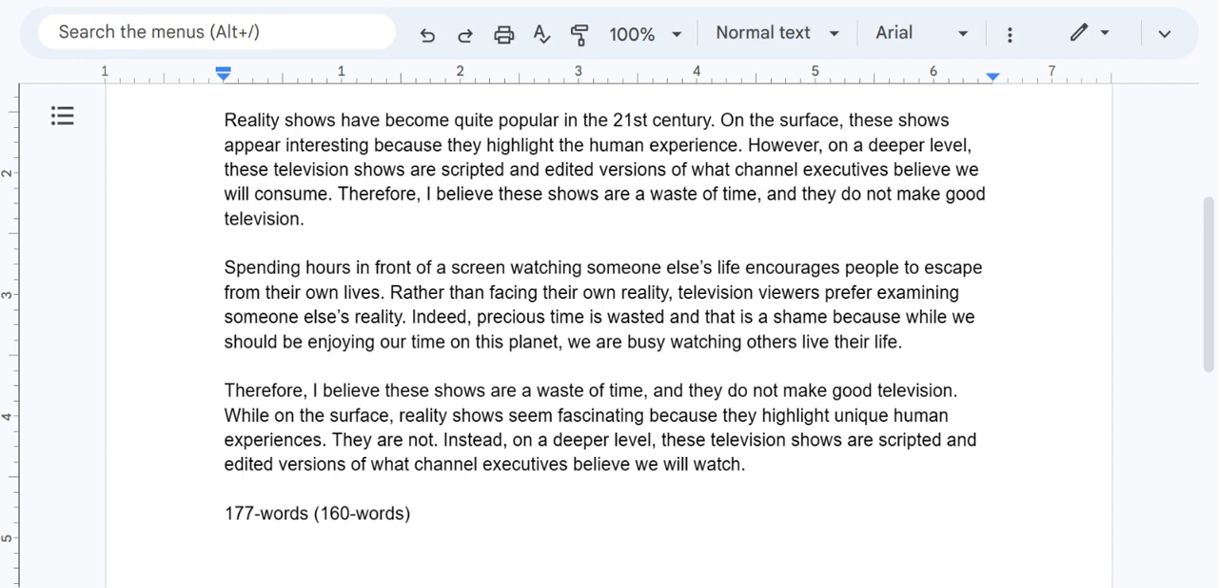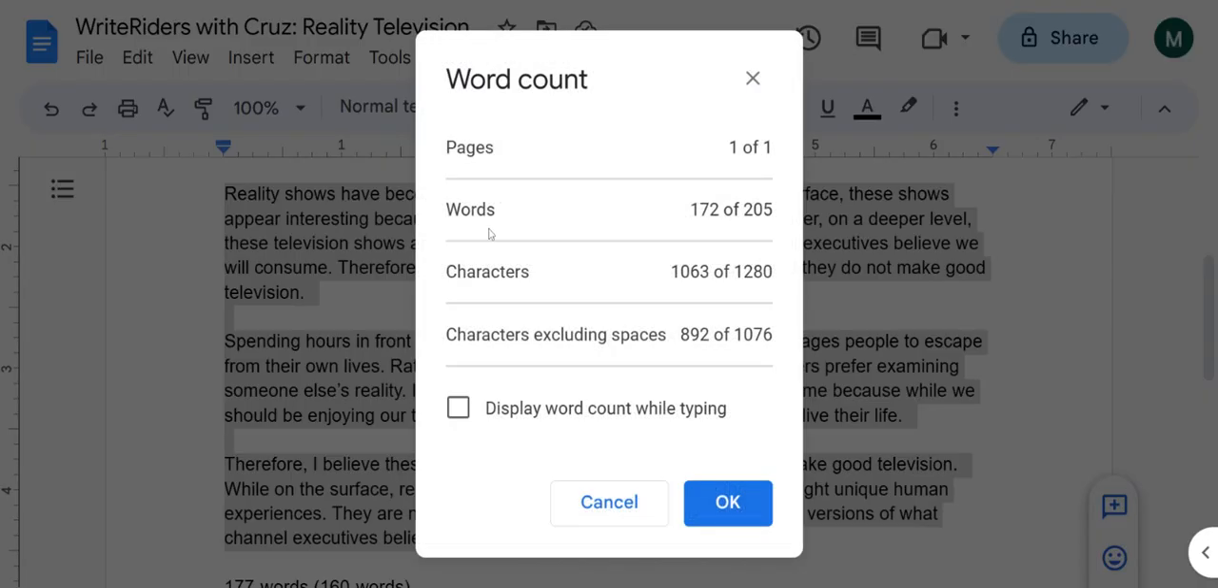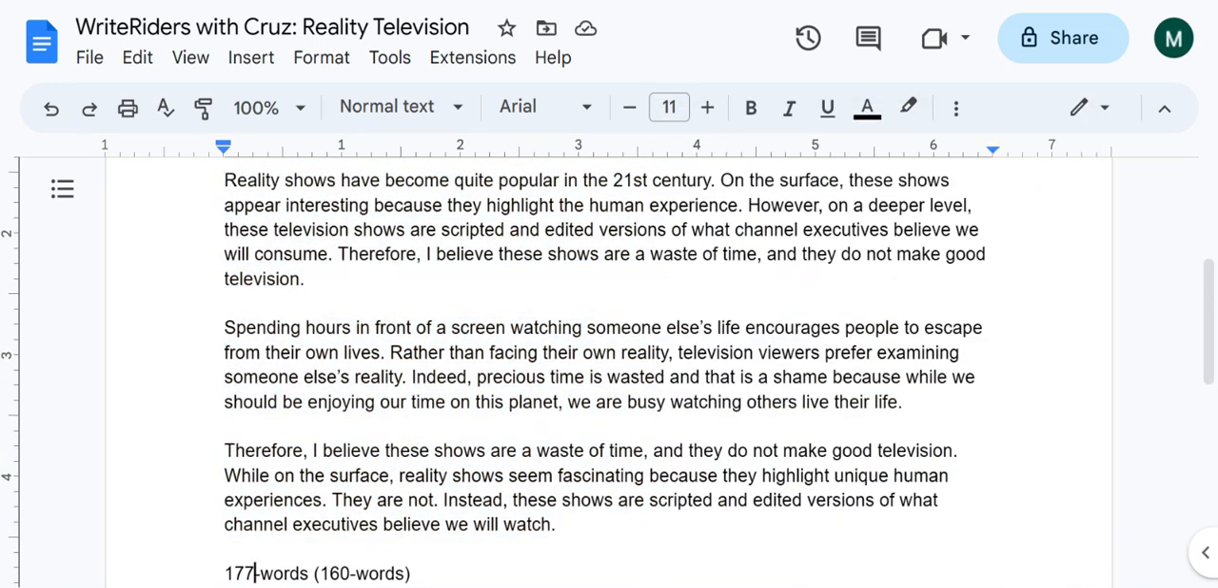So I'm going to say something like, therefore, I believe these shows are a waste of time and they do not make good television. And keeping while on the surface, reality shows seem fascinating because they highlight unique human experiences. They are not. And instead, I'm going to take out on a deeper level and just say instead these shows, and take out television because we know we're talking about television. Instead, these shows are scripted and edited versions of what channel executives believe we will watch. So at this point, I want to do a quick check and just see where I am just by making the deletions that I've made. So now I'm down to 172. Again, just editing here what we have. So I just have to delete 12 more words.